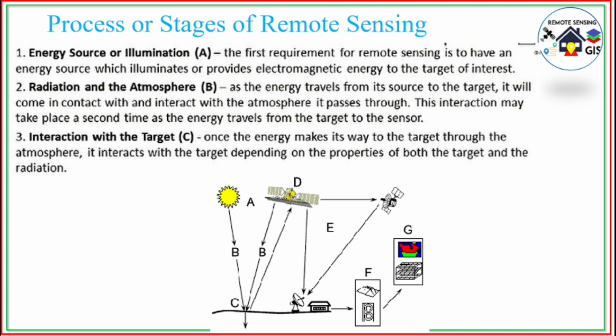So in remote sensing, we must have an energy source. Without an energy source, we can't do remote sensing. If you look at this picture, the energy comes from the sun, interacts with the atmosphere, then goes to the earth surface, again interacts with the atmosphere and then goes to the recording instrument or sensor. So energy in its journey interacts with the atmosphere twice.